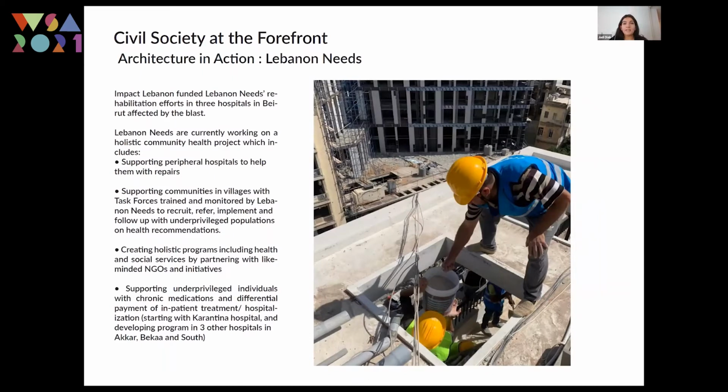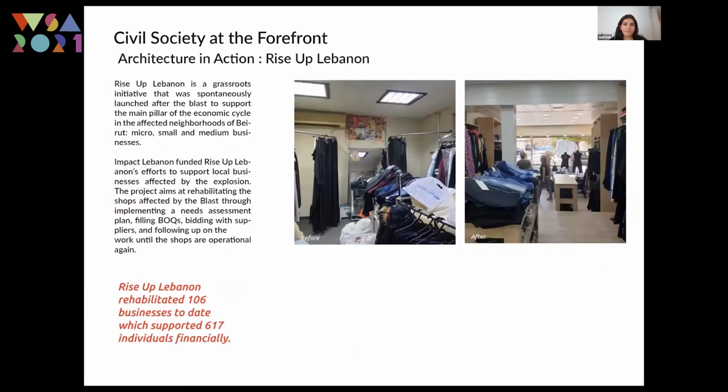Lebanon Needs is another initiative which was mainly focused on the medical centers within Beirut and their infrastructure. Lebanon Needs are currently working on a holistic community health project, which includes supporting peripheral hospitals with repairs, supporting communities and villages with task forces trained and monitored by them to recruit, refer, implement, and follow up with underprivileged populations on health recommendations, and creating holistic programs, including health and social services, by partnering with like-minded NGOs and initiatives. But first and foremost, post-blast, they shifted all their attention to rehabilitating the 8 majorly damaged hospitals in the center of Beirut.